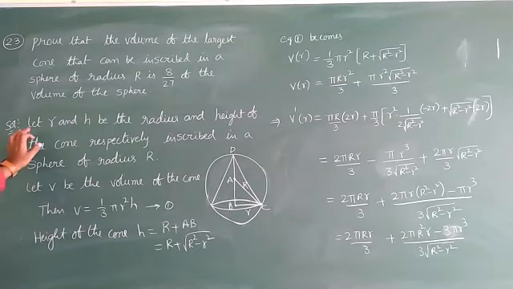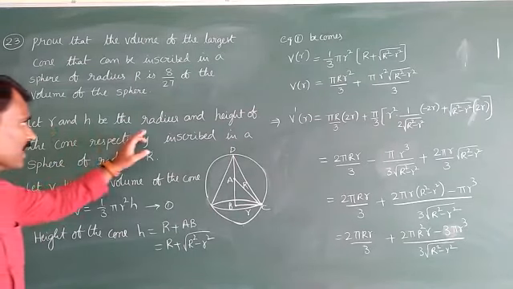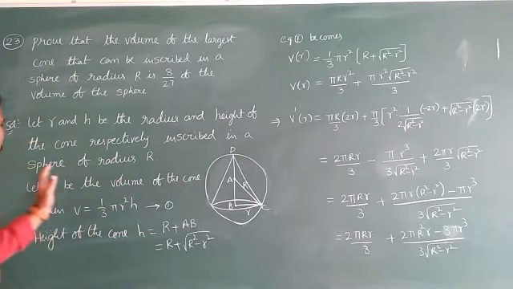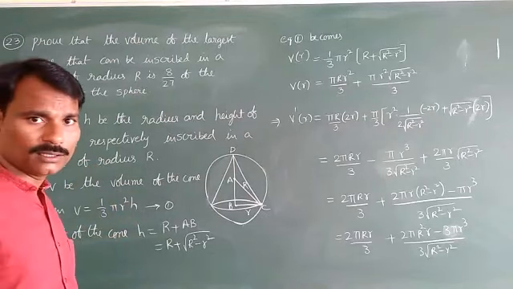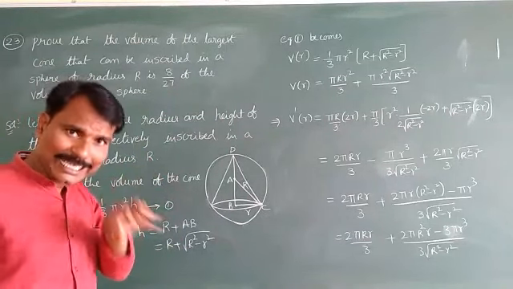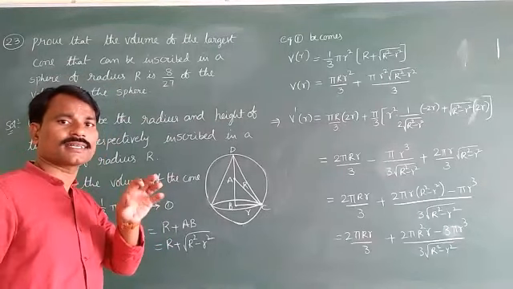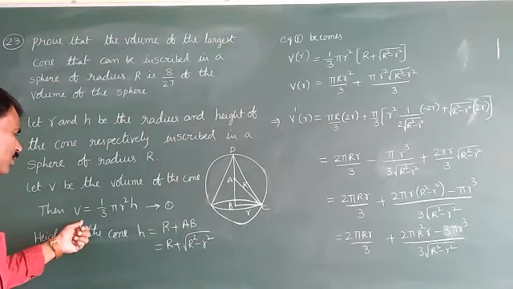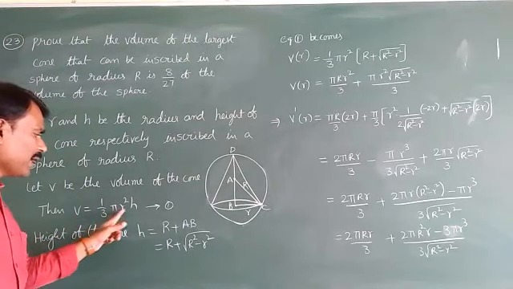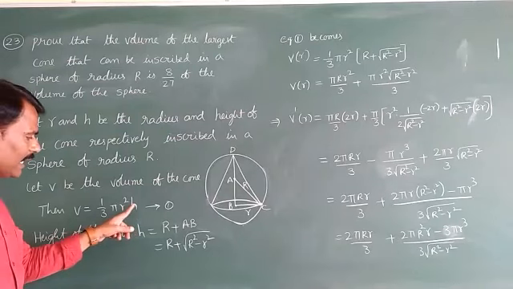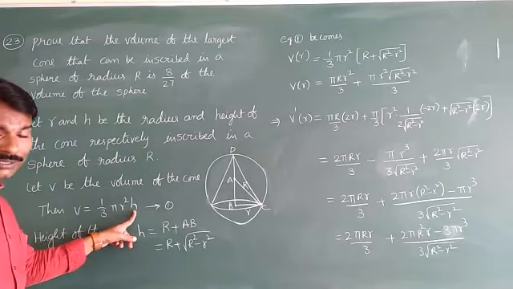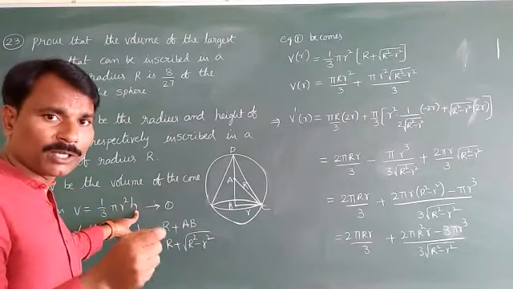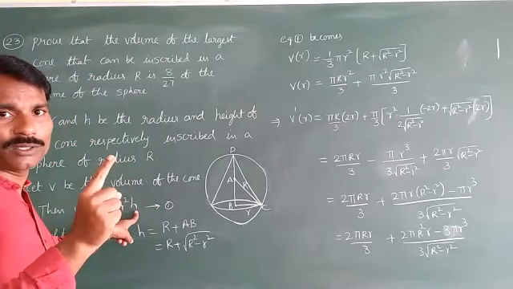Observe guys, write the matter. Let r and h be the radius and height of the cone respectively, inscribed in a sphere of radius capital R. Let V be the volume of the cone. Volume of the cone V is equal to 1 by 3 pi r square h. But I don't have the value of h. If you are going to make a formula, you should keep that formula in one variable.